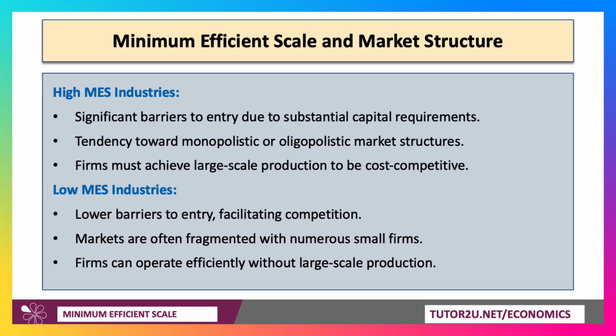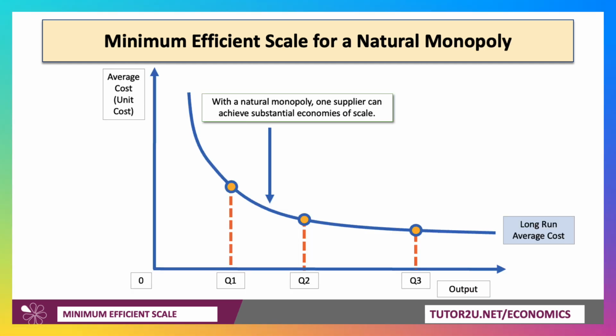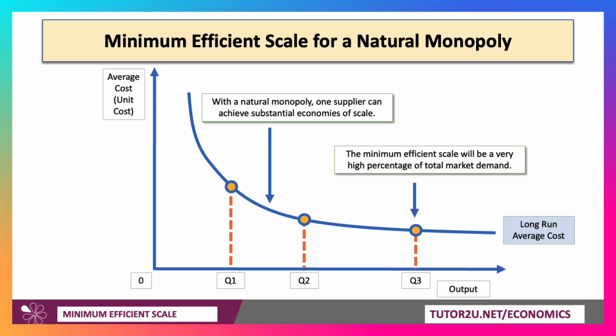So this is a really key idea. If you can understand from this video the link between the MES and the market structure, that is something that often pops up in exam questions. So in some industries, the average cost keeps falling. We call this a natural monopoly. So one supplier can achieve those big scale economies, and the MES will be a very high percentage of total market demand. So with a natural monopoly, and we have a separate video on that, the average cost keeps falling.